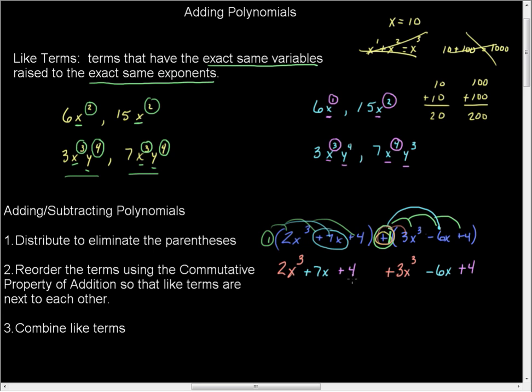All right, so now I want to reorder my like terms. That means all the reds are going to come together to include their signs out in front. So that'll give me 2x cubed plus 3x cubed. And then I play with the light blues with their signs, plus 7x minus 6x. And then finally I play around with the constants in purple. I get plus 4 and plus 4. Now, step 3, I'm going to combine those like terms.